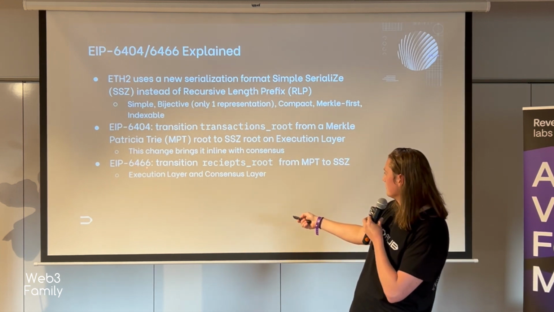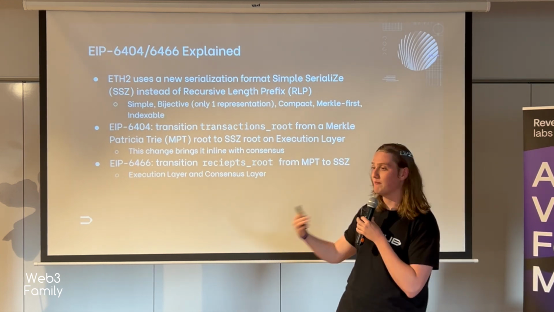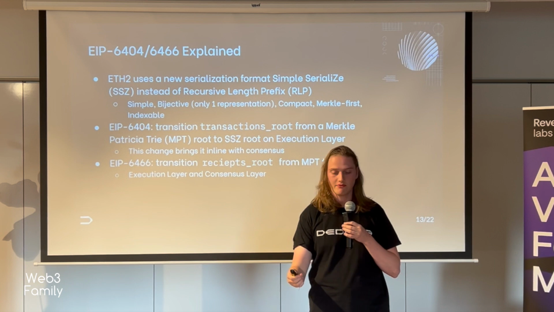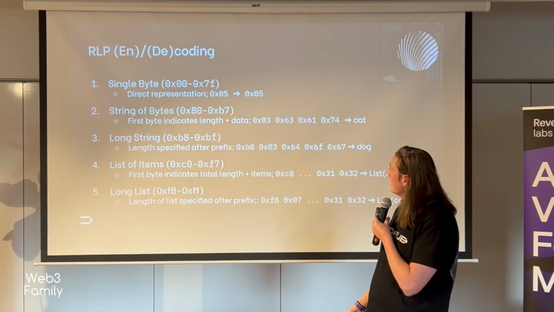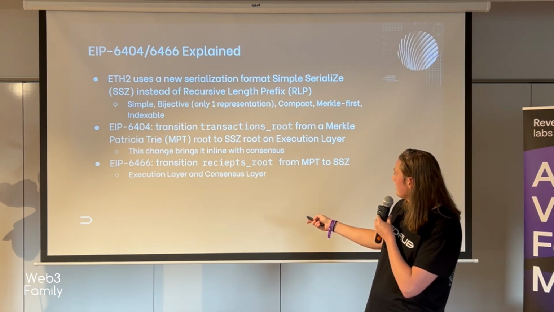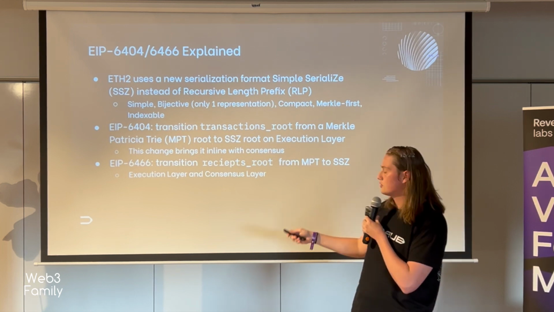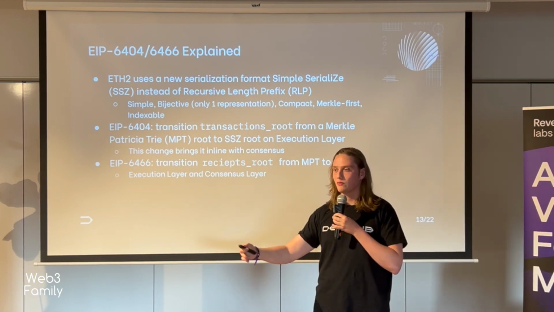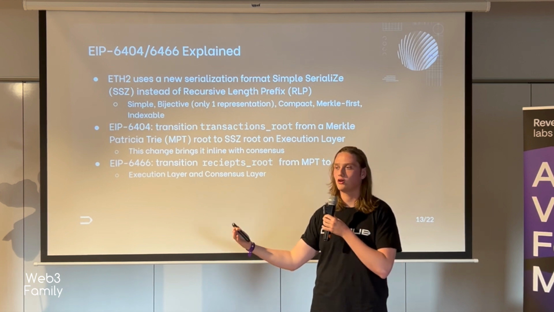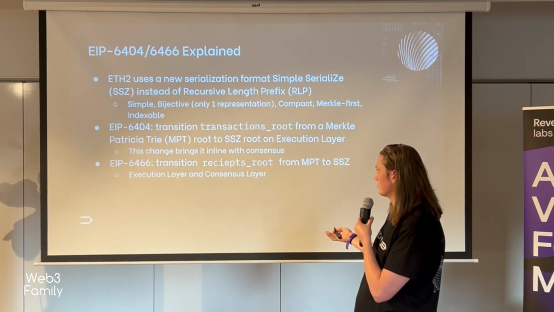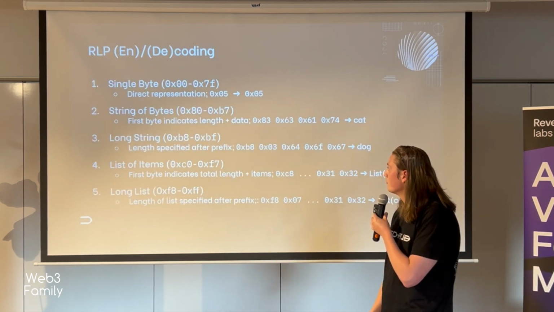As for EIP 6466, the receipts root is an MPT on both consensus and execution, and this transitions it to being SSZ for both of them. The important thing that we need to understand for this is that currently contracts are dealing with Merkle-Patricia tree roots which are serialized with RLP data. So we really want to look for contracts who are using this data, and to use the data they have to be dealing with decoding, manipulating somehow RLP data. In order to do that we need to first understand what RLP data looks like. So this is the schema for RLP encoding and decoding.